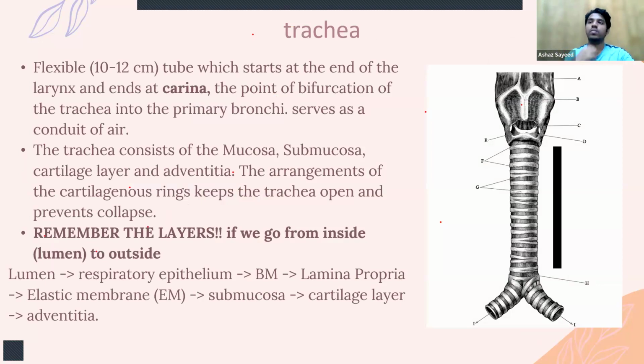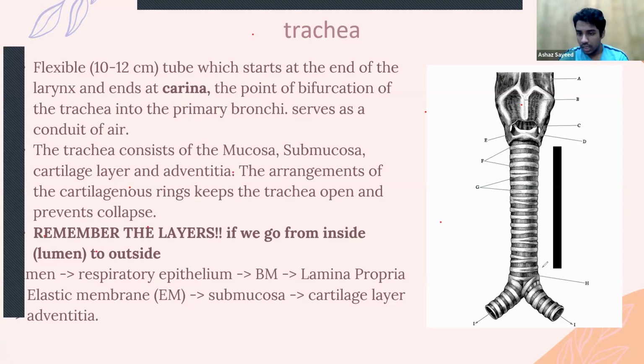It's a flexible tube which starts from here and goes until about here, 10 to 12 centimeters long. It starts at the end of the larynx and ends at a point called the carina. Carina is a point of bifurcation. This point right here, that's your carina. What happens here is the trachea, being one singular tube, divides into the primary bronchi, the left and the right primary bronchi. So the point of division is the carina. Again, it's a new name. Remember.